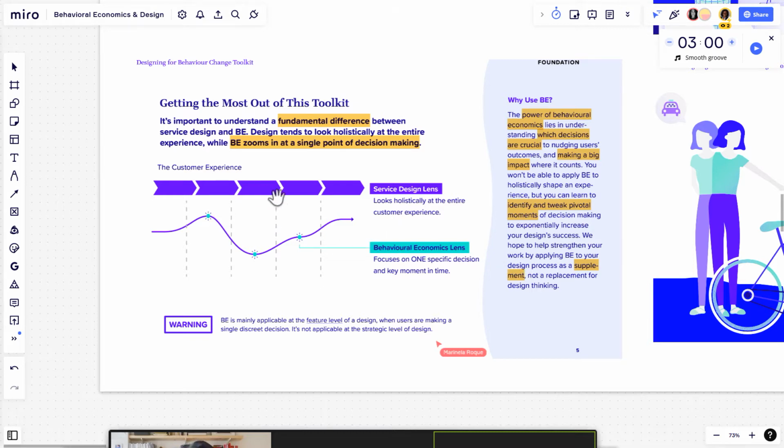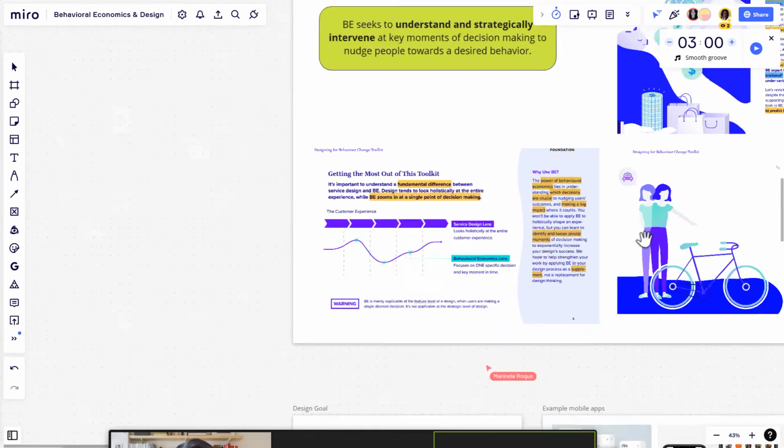Service design is more general, it's more holistic. We design for an entire experience, and behavioral economics focuses on, or zooms in to a step, a moment in this experience to enhance that experience. That's more or less the difference.